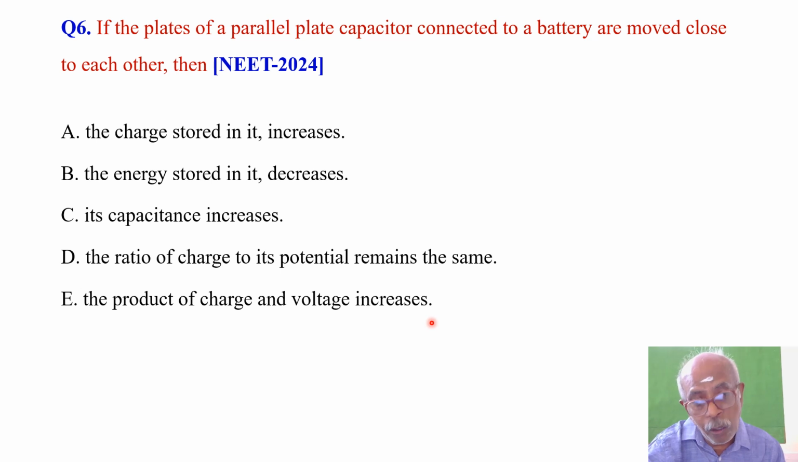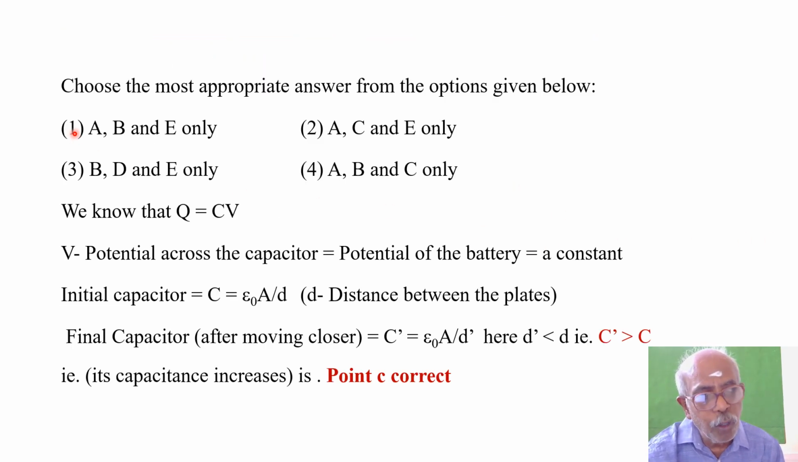Now we have to find of these 5 points which are all correct and which are all wrong. So you are given 4 options. What are the 4 options, sir? Option A, only A, B and E are correct. Option B, only A, C and E are correct. And option C, B, D and E are correct. And option 4, A, B and C are correct. So other 2 things are wrong.